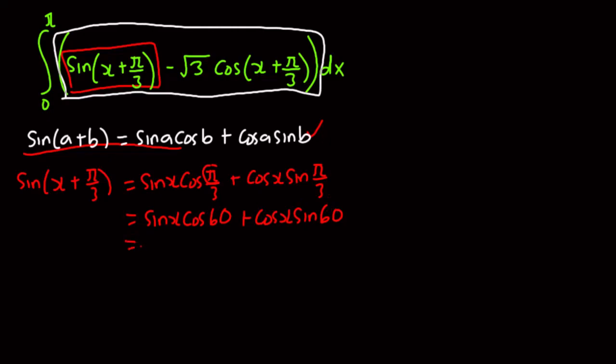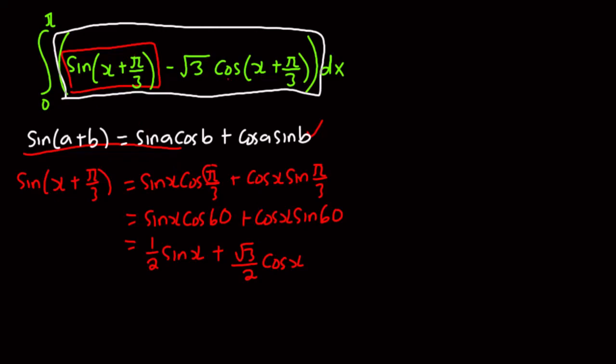Breaking this down further, cos 60 according to the calculator is 1/2. So this is the same as 1/2 sine x plus, sine 60 according to the calculator is root 3/2, so root 3/2 times cos x gives us root 3/2 cos x. So this is a simplified form of sine(x + pi/3).